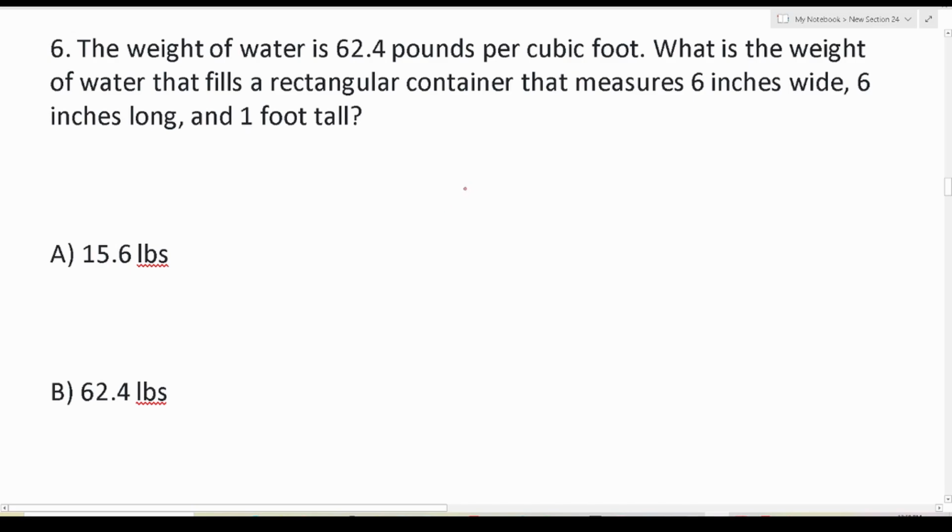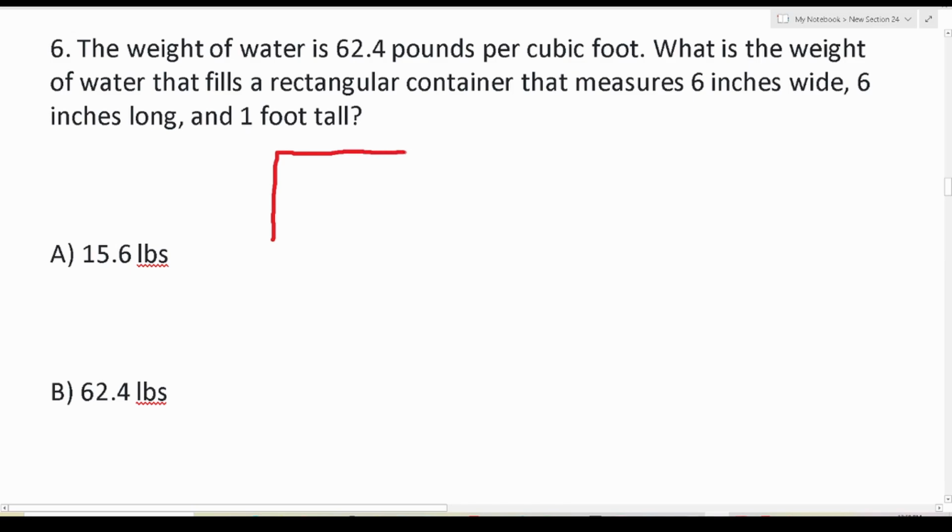All right, number 6 says the weight of water is 62.4 pounds per cubic foot. What is the weight of water that fills a rectangular container that measures 6 inches wide, 6 inches long, and 1 foot tall? So let's go ahead and make a diagram to see what's going on here.